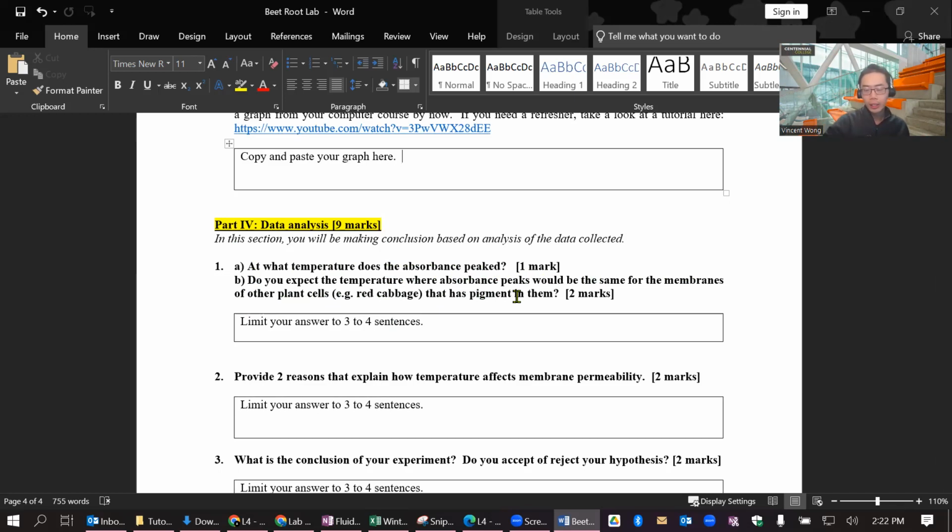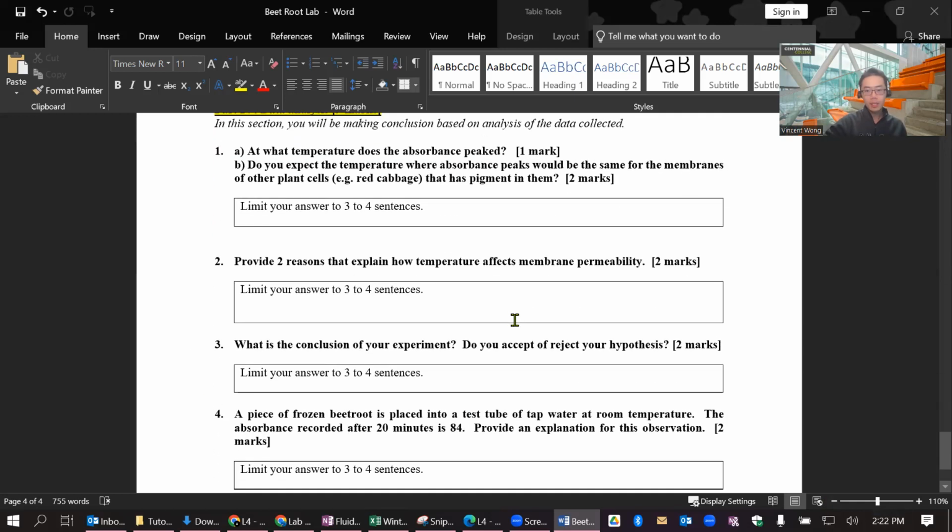All right, I know we are running out of time, but I just want to make sure going through this before we end. Provide 2 reasons that explain how temperature affects membrane permeability. Again, the answer for this one is right in the video, and there are specifically 2 stages in which the temperature affects the membrane permeability differently. To get 4 marks, you need to tell me both of those things.